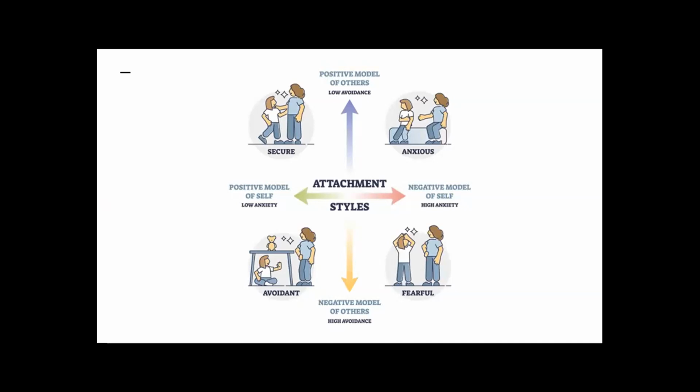If a child has a negative model of himself and of others, the child is afraid of others and of forming relationships. We describe this personality style as fearful. If a child has a negative model of self and a positive model of others, the child will be anxious. And avoidant is when the child has a negative model of others but a positive model of self.